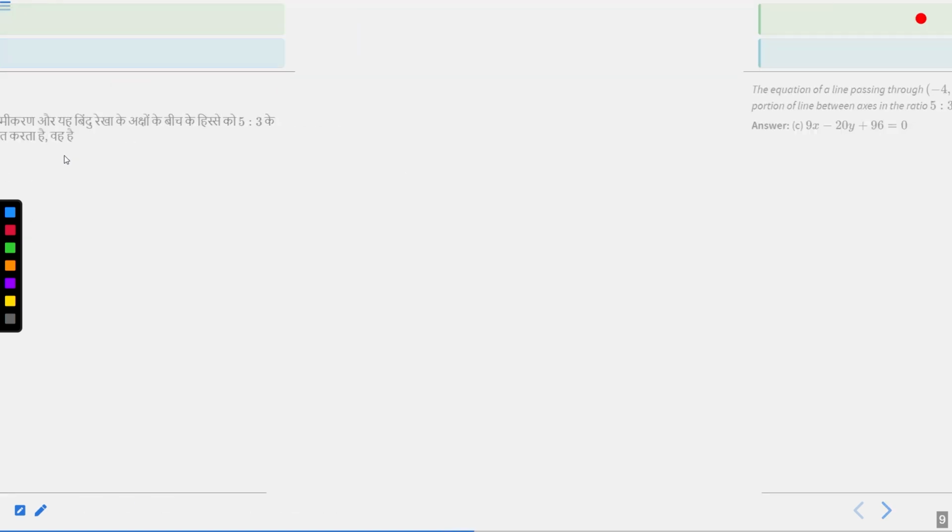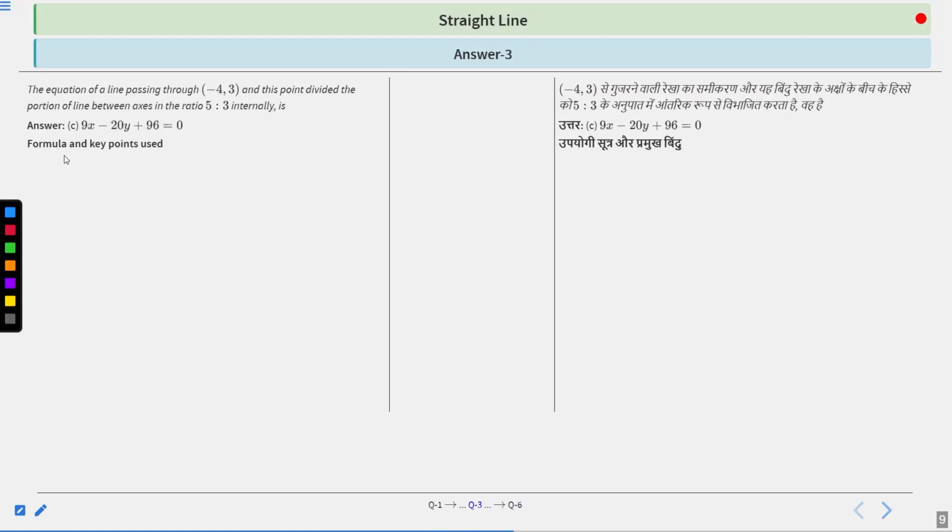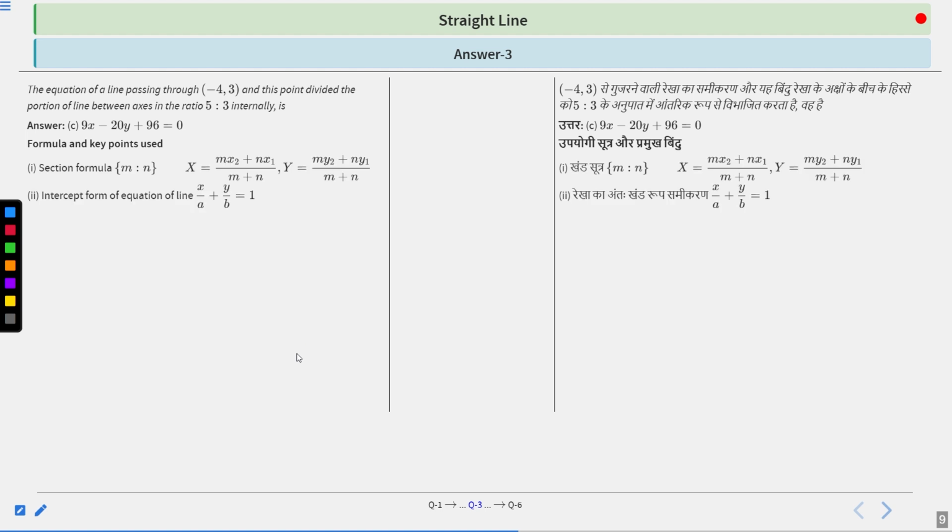Okay, let's move to the solution. The formula and key points we will use in this question are the section formula, in which the x coordinate is (mx2 plus nx1) upon (m plus n), and the y coordinate is (my2 plus ny1) upon (m plus n). Second, the equation of a line in intercept form can be written as x by a plus y by b is equal to 1. Now let's do the solution.